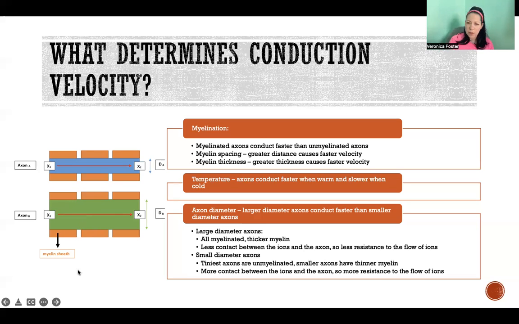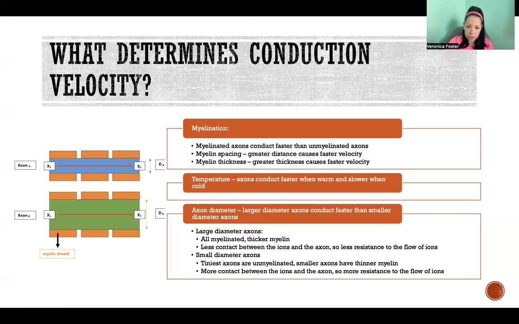You can imagine water flowing through a pipe. The water is going to flow faster through a larger diameter because there's less contact between the water and the pipe itself. The more contact there is, the more friction there is between the water, or in this case the ions, and the pipe, or in this case the axon. When we have a smaller diameter, the ions flowing through are making more contact with the walls of the axon, which causes more friction, which resists the flow of ions.